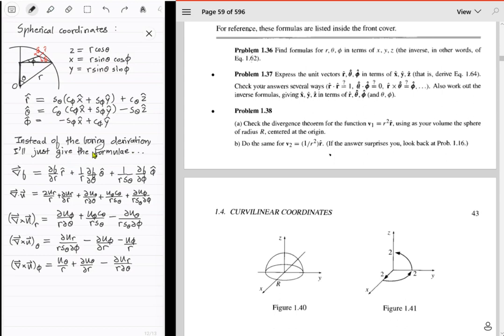Okay, instead of the boring derivation, we already did this, right? We already discussed this thing from 1.37. Okay, check your answers several ways. r dot r hat equal to 1. Is it equal to 1? Well, of course it is. Any vector has that property. Why do you ask me this? I don't understand what's even the point of asking this question.